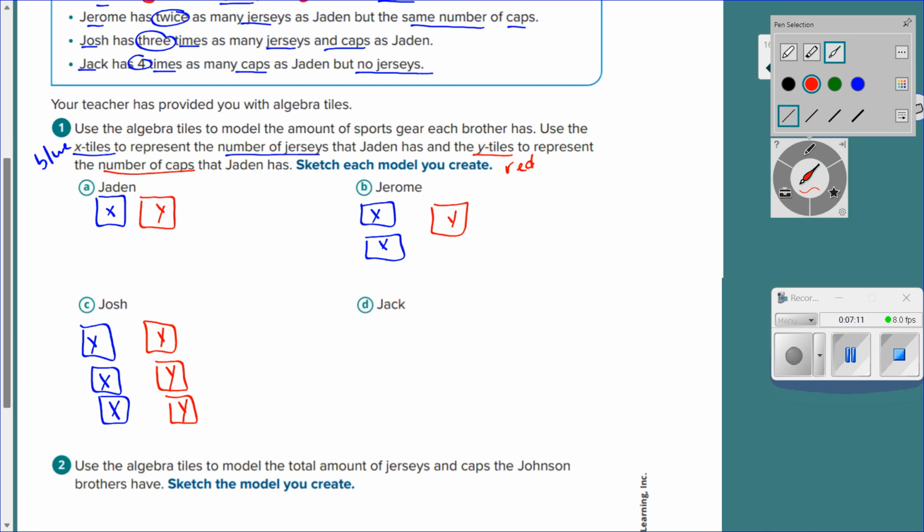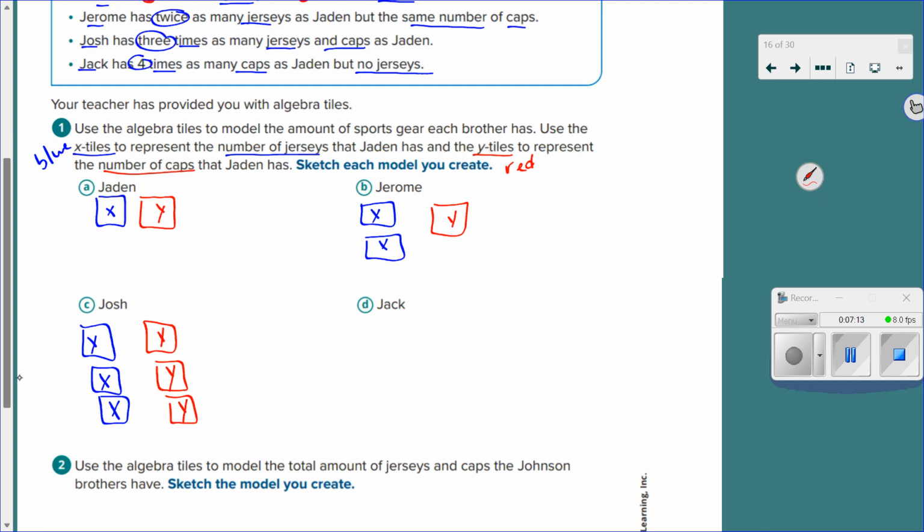For Jack, Jack had 4 times as many caps. Which color is caps? Red. That's the Y. So how many reds? 4. But no jerseys. So how many blues? That makes sense? Any questions on how many of those were found?